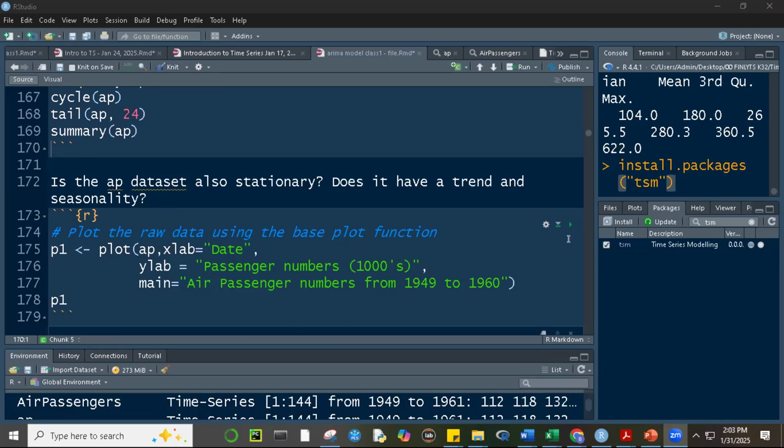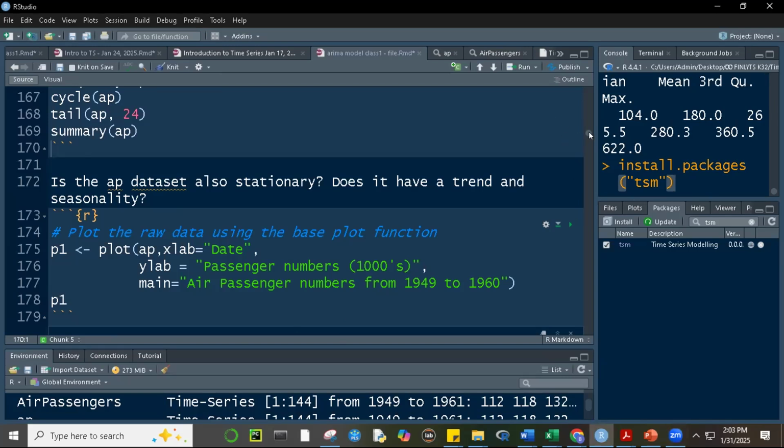Okay. All right. So let's plot, class. We have plotted this before, actually, just using the plot function. So it's same here, plot function. We're going to plot AP. We just gave it some labels. X label, date. Y label is passengers, and the main title. And then we print. Let's run this.